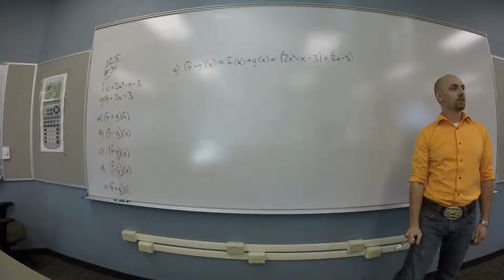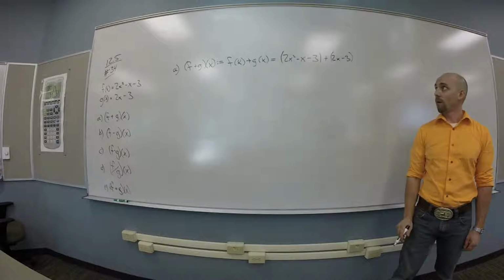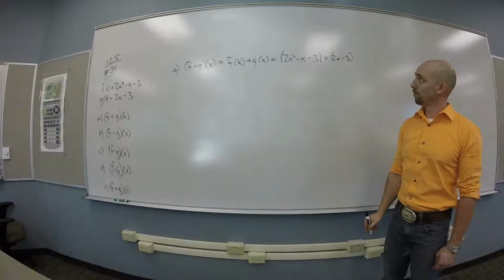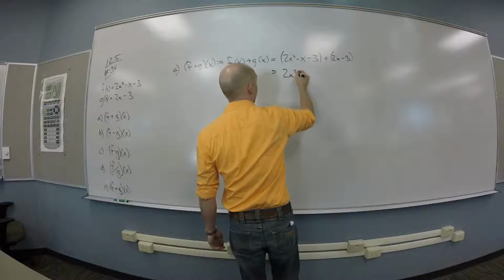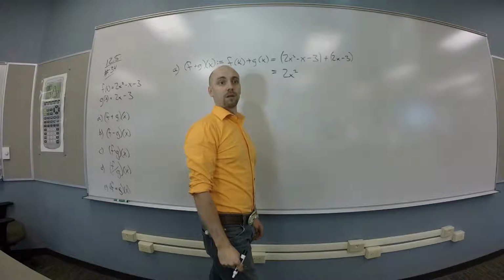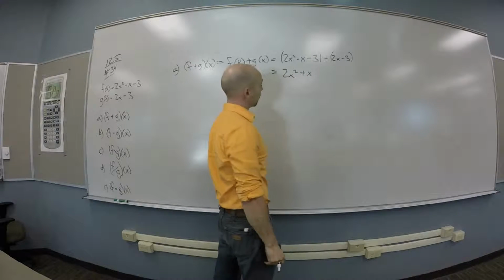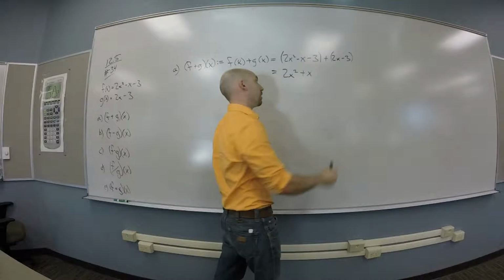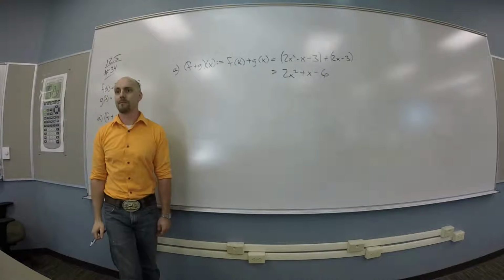So what do I get? 2x squared plus x minus 6, sorry. Okay, so I get 2x squared. Why did you get a plus x? Because it's negative x plus 2x. Perfect. We're just combining like terms, right? And then minus 6. You guys all see that?